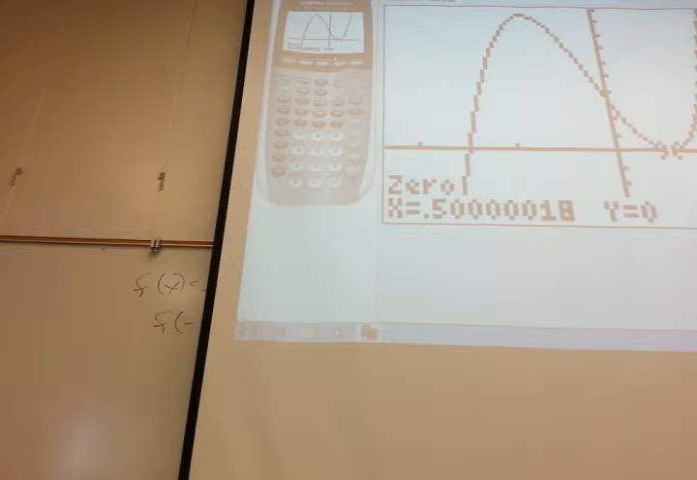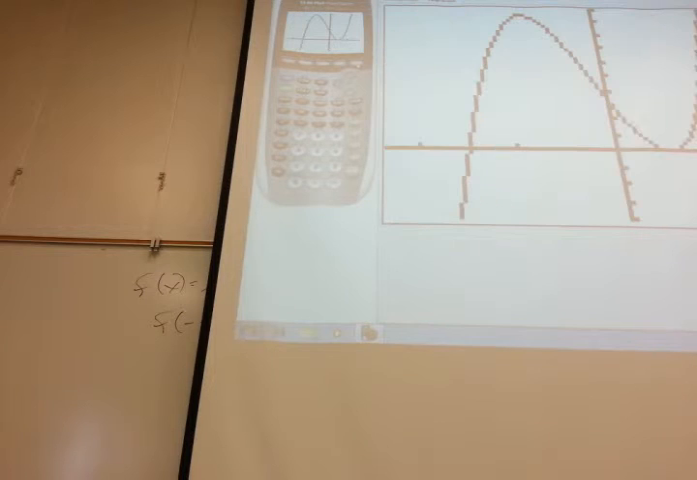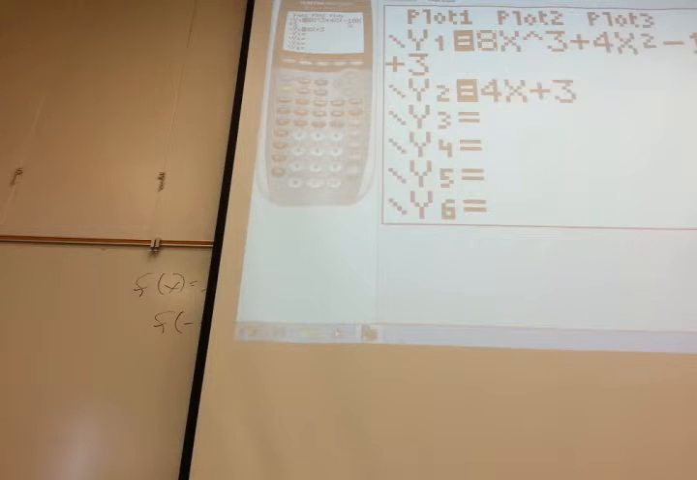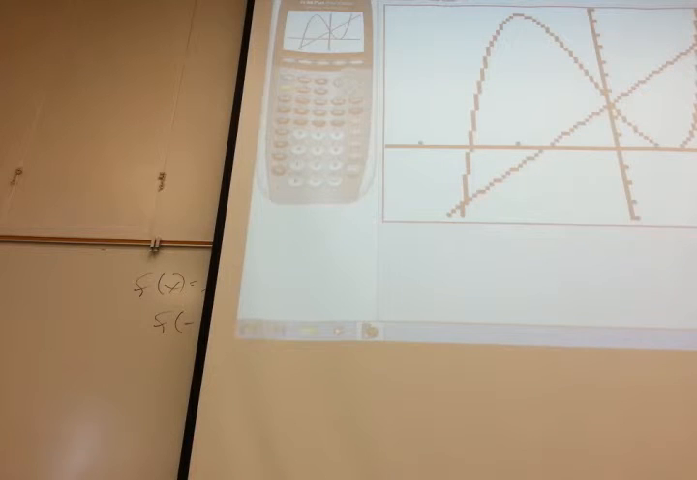Now the only other thing would be finding the intersection of two equations. So if I put in here, I don't know, Y2, let's see, 4x plus 3. So how many solutions are there to the equation 4x plus 3 equals 8x cubed plus 4x squared minus 10x plus 3? Looks to be 3 solutions, right? How do you find, like, I don't know, this solution here? Intersect.